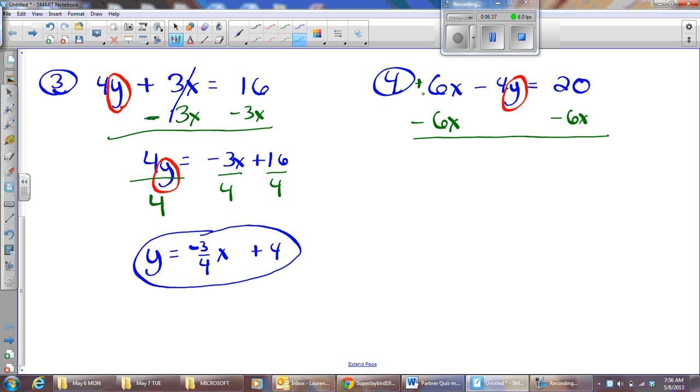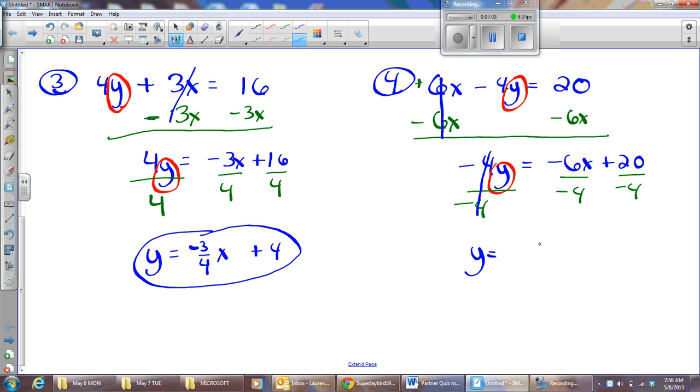And those will cancel. I'll be left with a negative 4y equal to negative 6x plus 20. Getting the y alone now, right? There's a negative 4 attached by multiplication, so I'll divide by negative 4. Divide by negative 4. Divide by negative 4. All right. The left-hand side is simple. The right-hand side, I know I'm going to get a negative 5 at the end. I know there's going to be an x here.